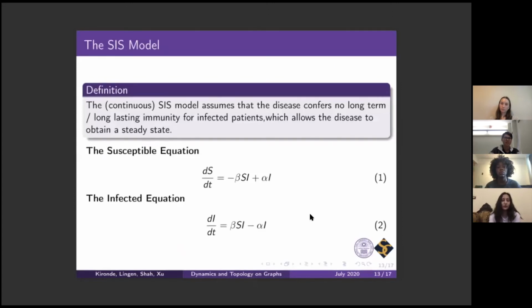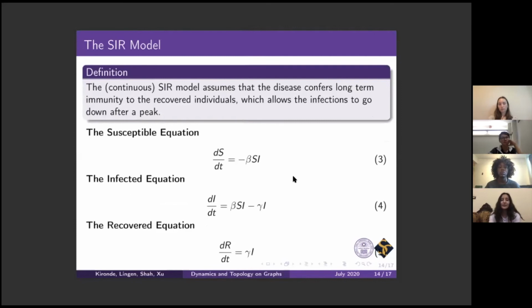We then moved on to more specific epidemiological models. The first model we studied was the SIS model. The continuous SIS model assumes that the disease confers no long-lasting immunity for the infected patients, and this allows the disease to obtain a steady state. There are only two subgroups of the population here, the susceptible and the infected, and they keep interchanging with each other. So this is the susceptible equation, and this is the infected equation. The beta here stands for the infectivity of the infectious agent, and the alpha here stands for the fraction of the infected population that recover and then re-enter the susceptible group.